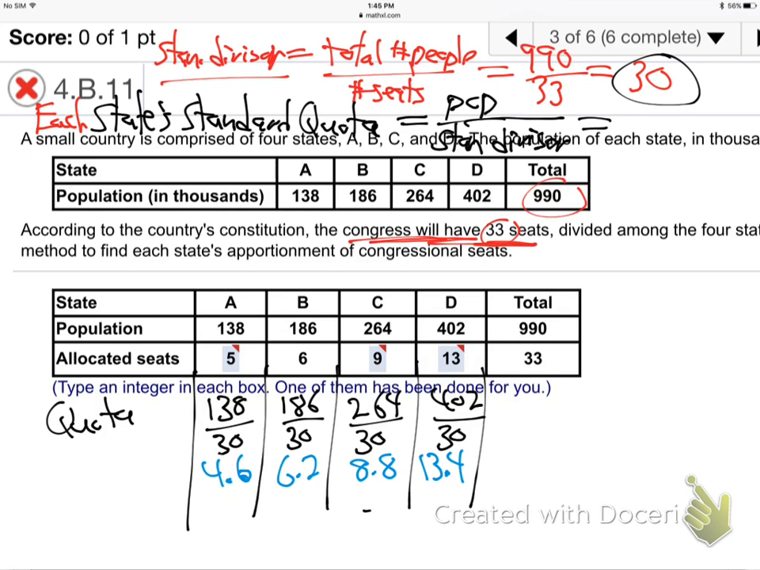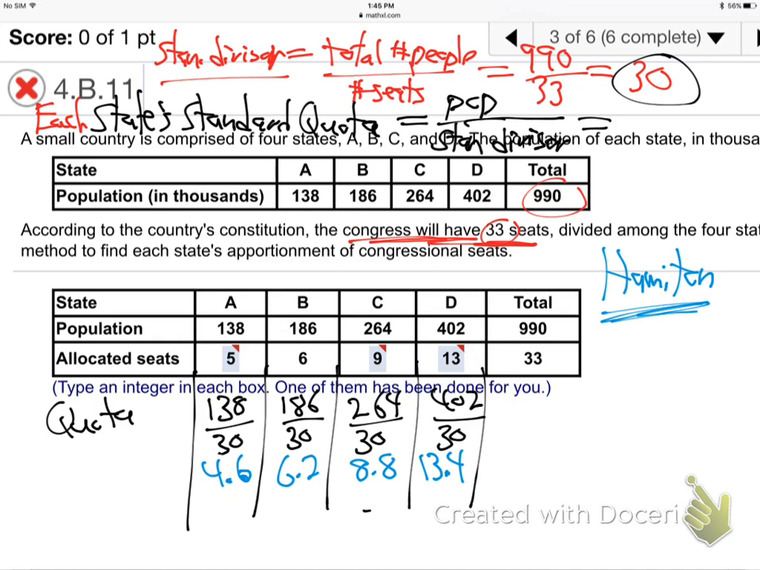Well, so there's going to be different ways of doing it. Hamilton's method, which is what we're doing right now, Hamilton. This is the first one. I'm going to give you 4 methods. We're going to do Hamilton and Jefferson and Adams and Webster. Sounds like a history lesson, doesn't it? It's because this is what really happened in history, in American history, when they were first doing the Congress.